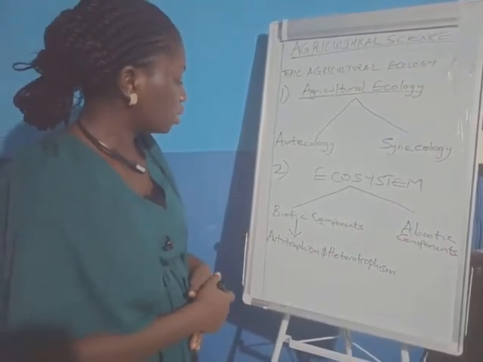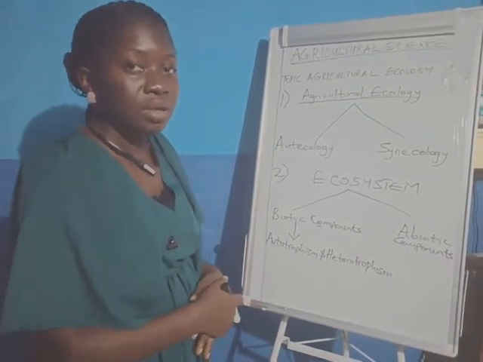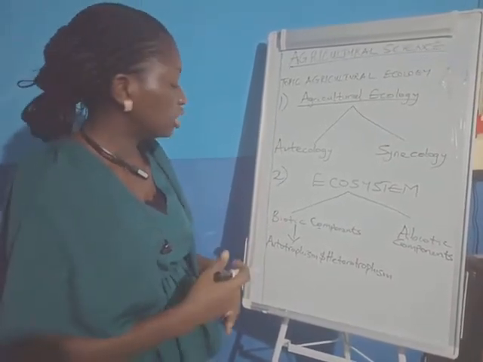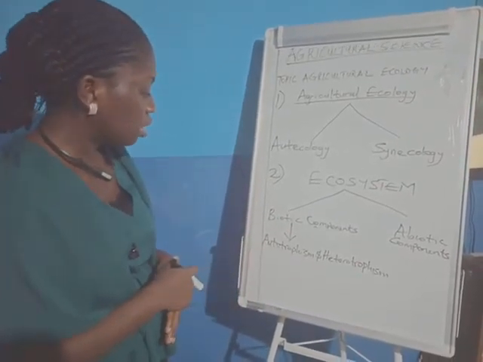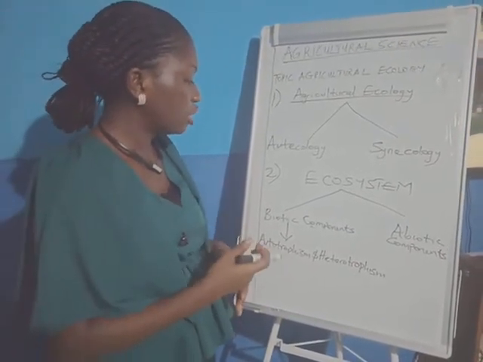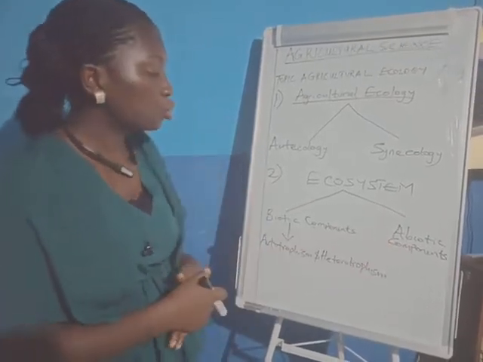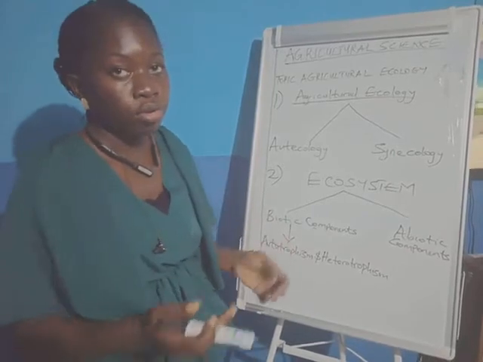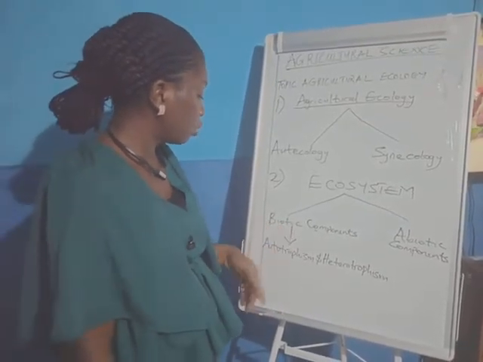What are biotic components? Biotic components include living organisms, while abiotic components refers to non-living organisms. So I'm going to give you an example of biotic components.